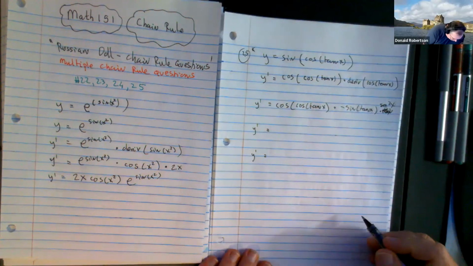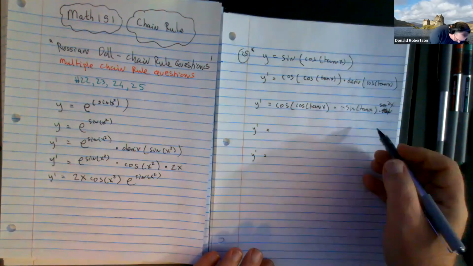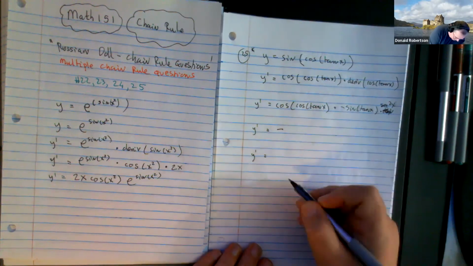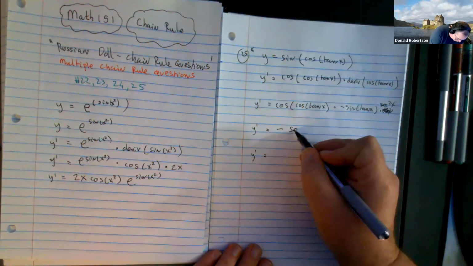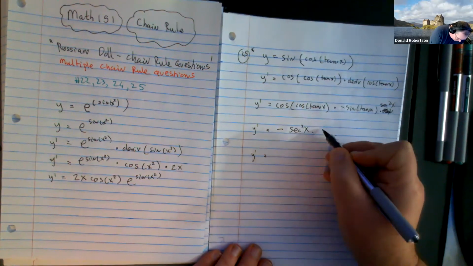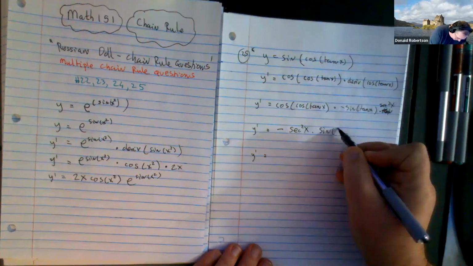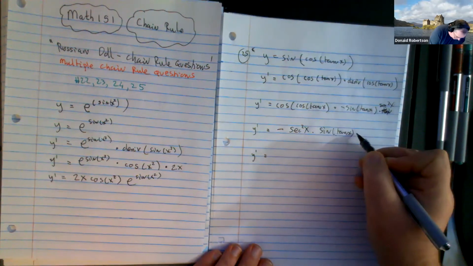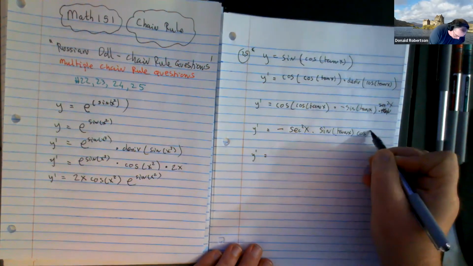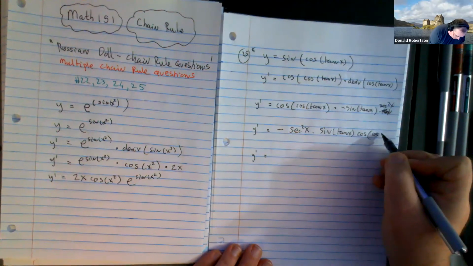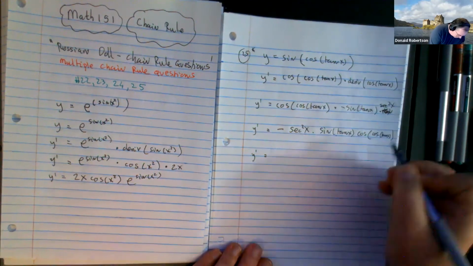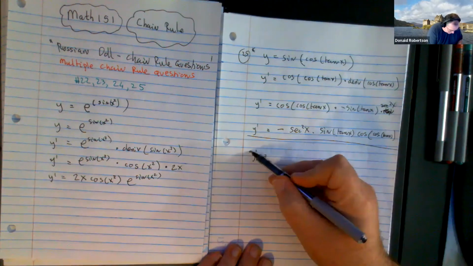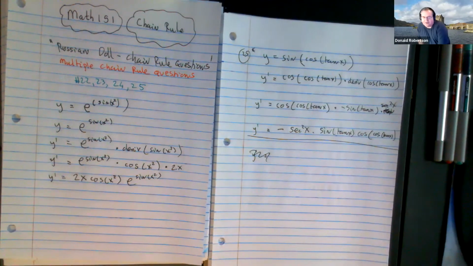There's really not a lot I can do with this except try and make it pretty. So a negative secant squared x, sine of tan x, and then finish with the cosine of the cosine of tan x. Right, that's it.